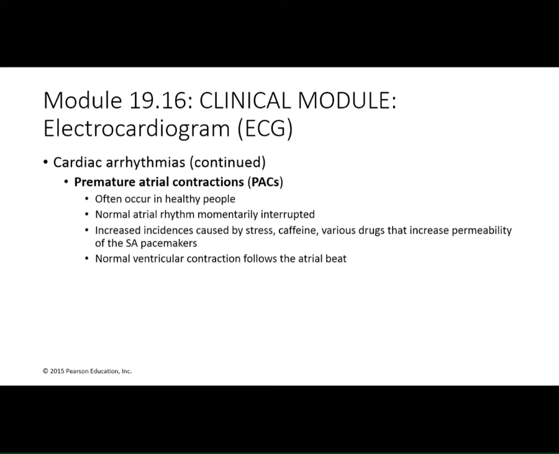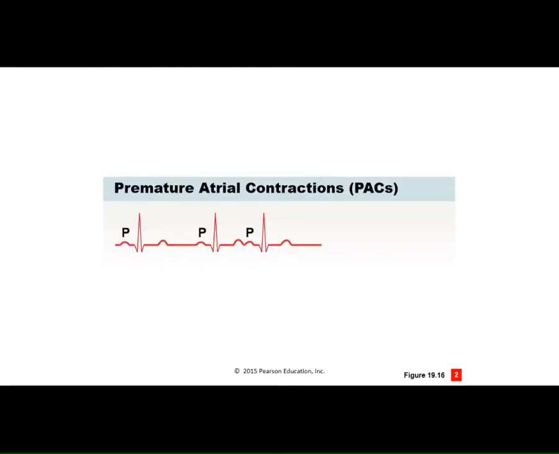So here's the first one, though. Premature atrial contractions. Okay, this often also occurs in a healthy heart. The normal rhythm is interrupted, and this could be because of my test, right? Or caffeine, or drugs that could increase the permeability of the SA pacemaker. That's kind of an ambiguous statement, but anything that's going to cause the SA nodes to change their ability to reach threshold, right? And normal ventricular contraction would follow that weird atrial beat. So it's just going to be like a hiccup, almost like a double heartbeat. And you may have experienced something like that.